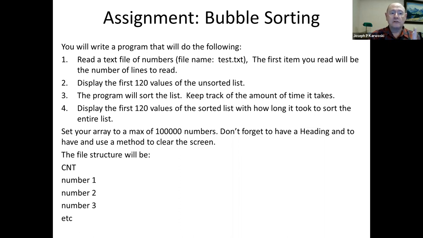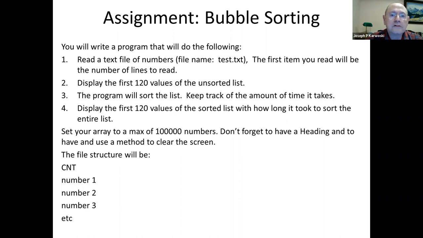Okay. So you will read a text file. The first item will tell you how many you have to read. That's going to be your CNT value. Yours will read in as 100. Mine will be different. I'm telling you that now. Mine will be different.